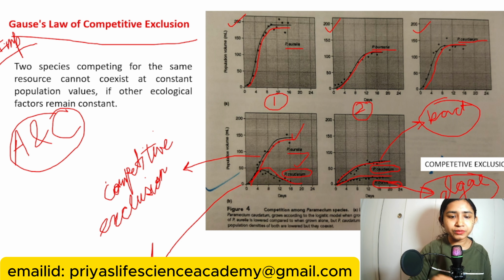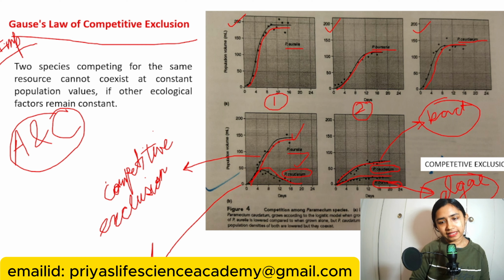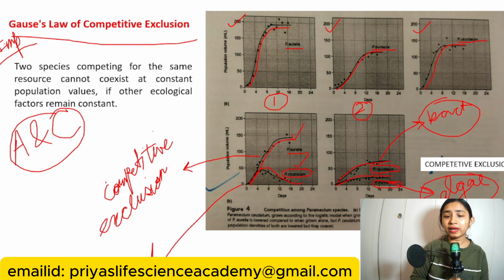The next chapter will be resource partitioning, because whenever there is competition, one species goes extinct, but we don't need extinction. That's why species are very clever. They partition their niche. To avoid competition, they partition their niche, maybe by different size, which permits them to utilize different niches.